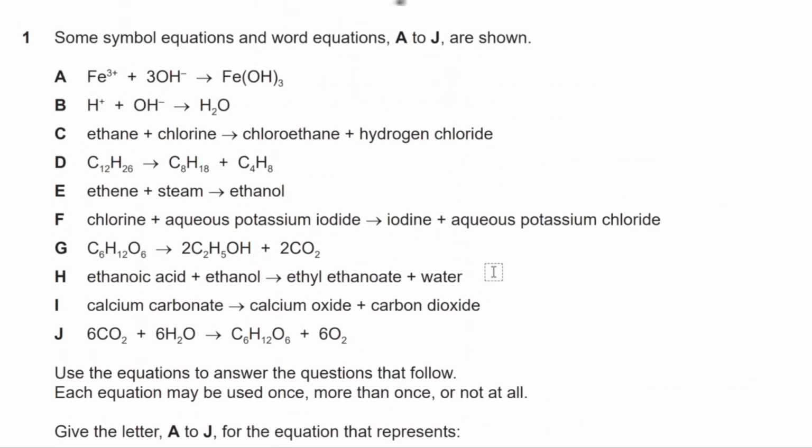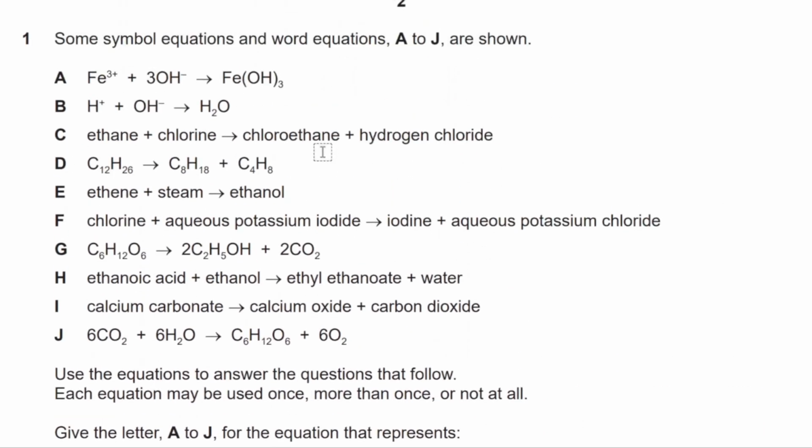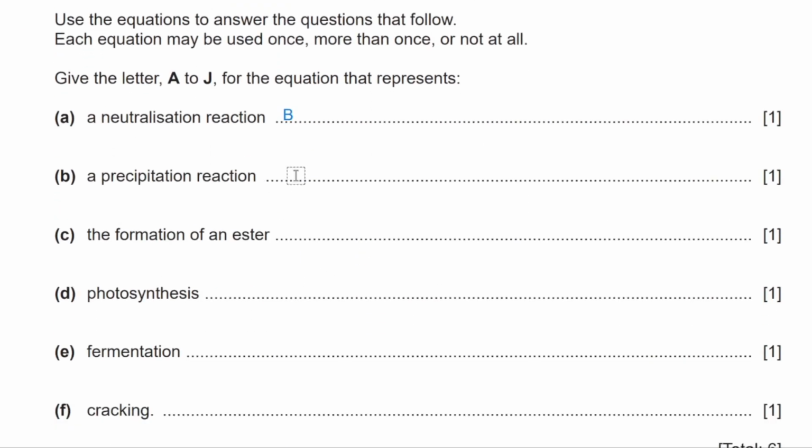B, a precipitation reaction. Going through the list, our answer would be option A, and that's because FeOH3 forms a red-brown precipitate when iron reacts with hydroxide ion. So our answer would be option A.